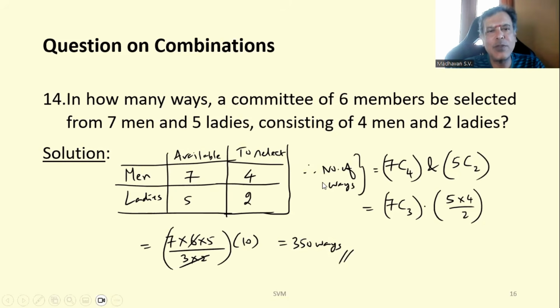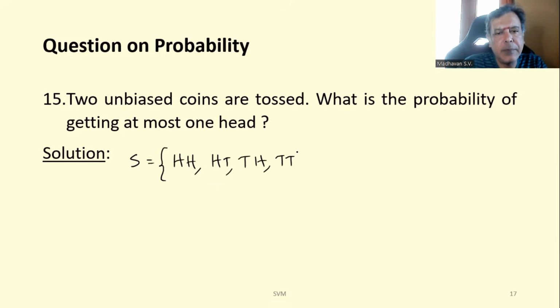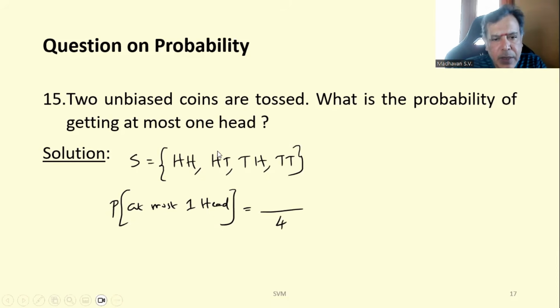Let us move on to the next question. 2 unbiased coins are tossed. What is the probability of getting at most 1 head? So 2 coins are tossed, so the sample space will be HH, HT, TH, TT. Probability of getting at most 1 head means maximum 1 head. Here we get 1 head, here we get 1 head, here we get 0 heads. That means the number of favorable outcomes is 3. So the probability is 3 by 4.